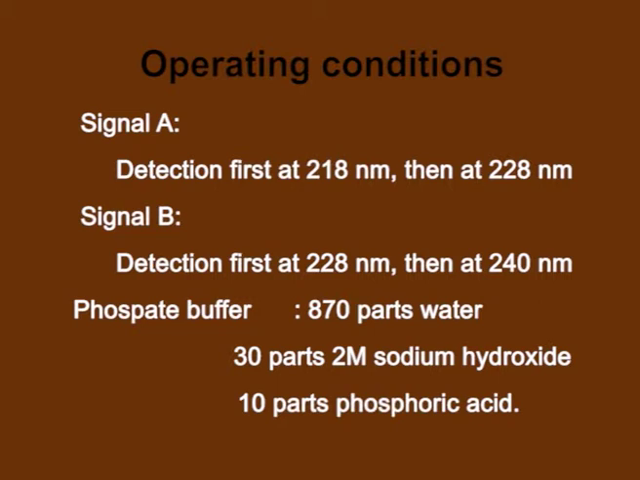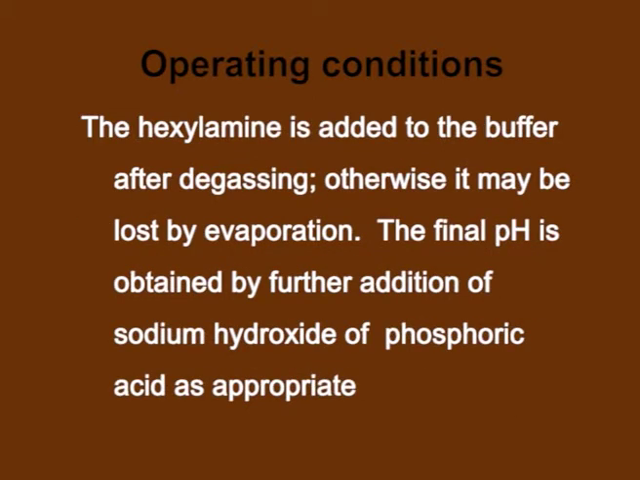Phosphate buffer: 870 parts water, 30 parts 2M sodium hydroxide, 10 parts phosphoric acid. The hexylamine is added to the buffer after degassing. Otherwise, it may be lost by evaporation. The final pH is obtained by further addition of sodium hydroxide or phosphoric acid as appropriate.